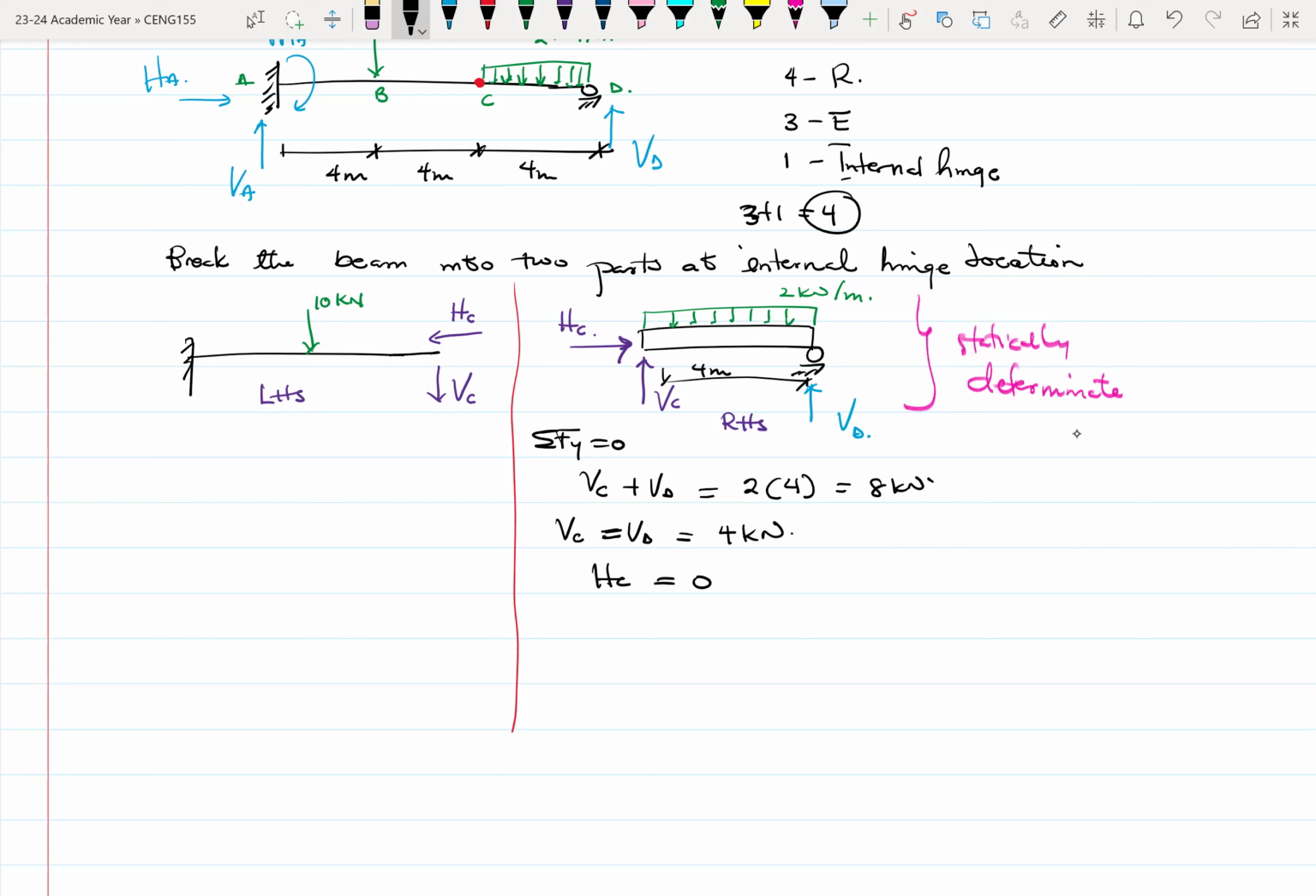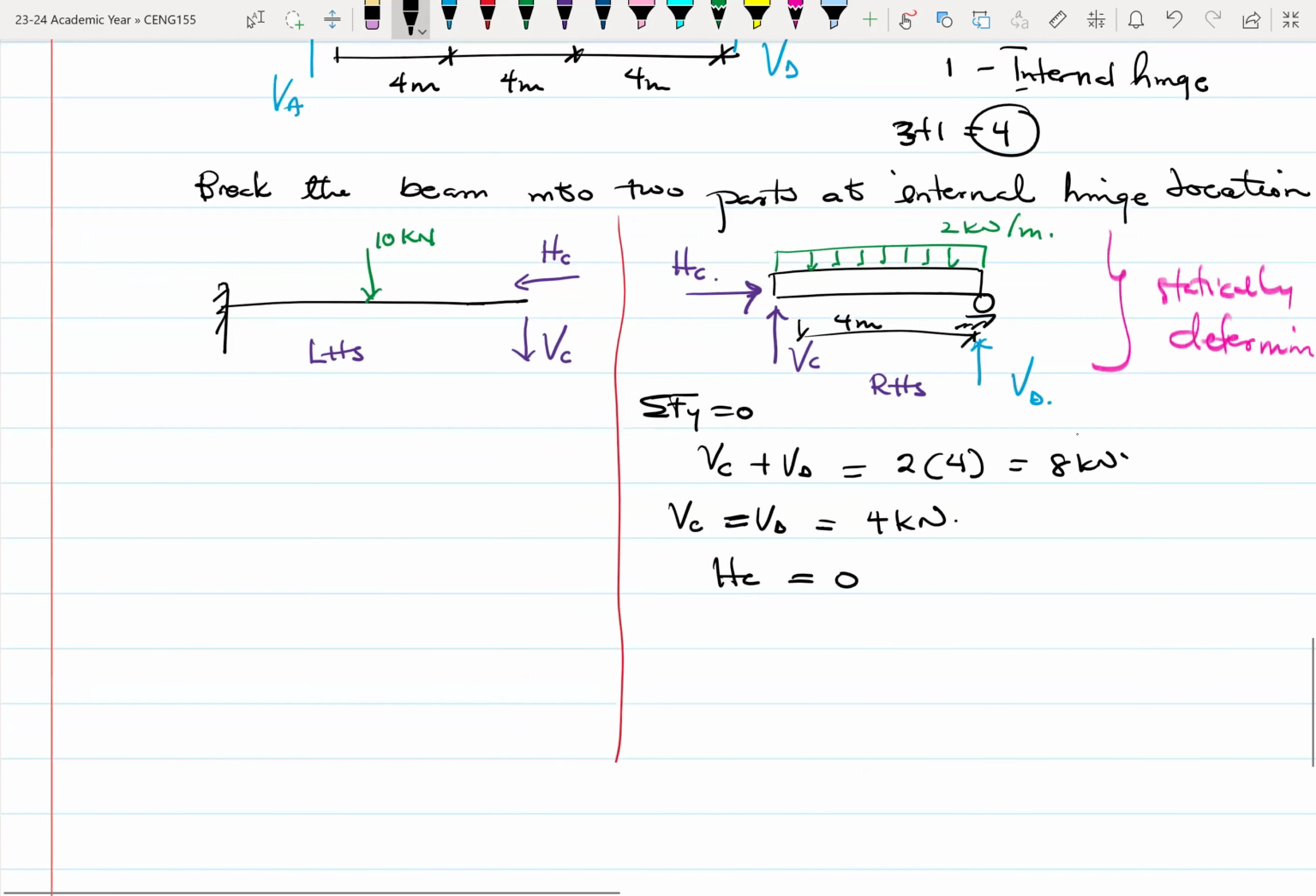Okay, I'm jumping a few steps because I believe that at this point we all know how to find reactions or support reactions. So whatever we get for VD, the same as VC, at least for the right-hand side. So it means that our VC here is 4 kilonewtons. Our HC is 0.